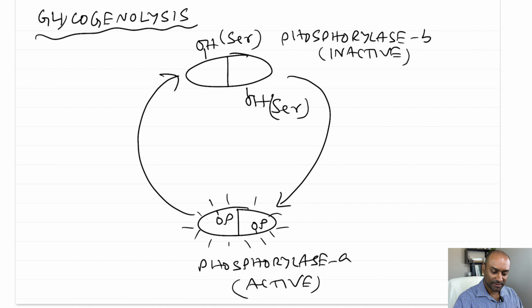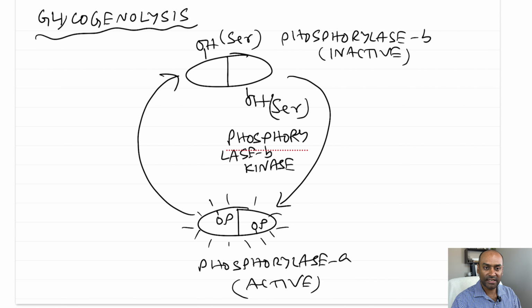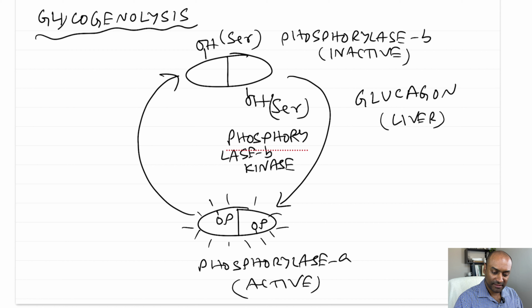To make the phosphorylation happen, we need a kinase. Remember, whenever there's a phosphorylation, we need a kinase, and that kinase is going to be glycogen phosphorylase B kinase. Under what conditions do we want glycogen phosphorylase to be active? We want it to be active when we're starving. So which hormone is active under starving conditions? It's going to be glucagon. So glucagon in the liver, and in the muscle there is another hormone which is called epinephrine.